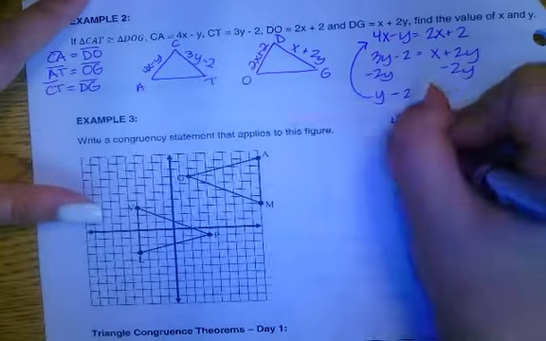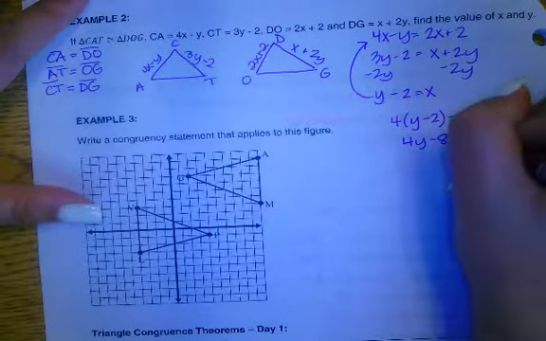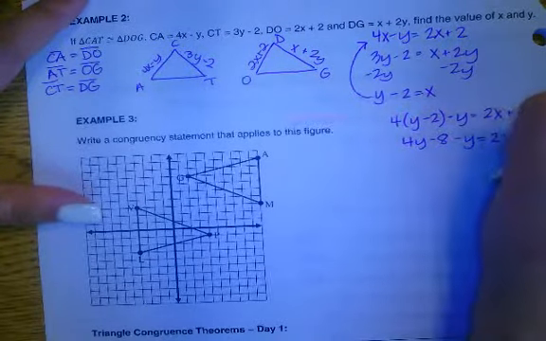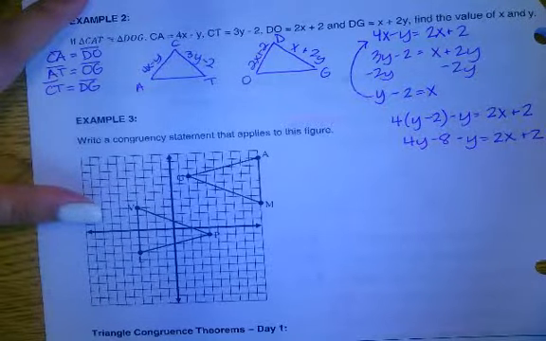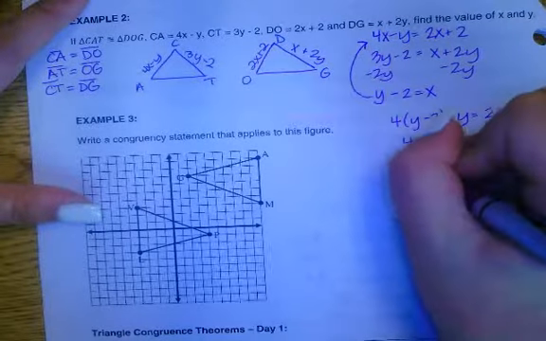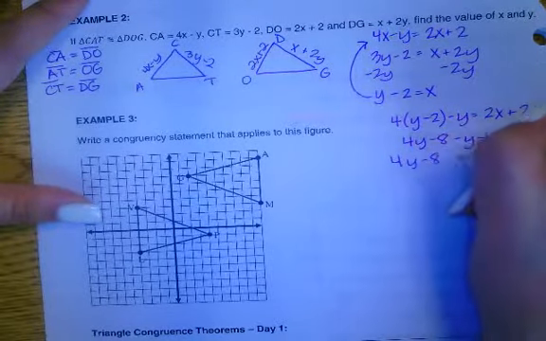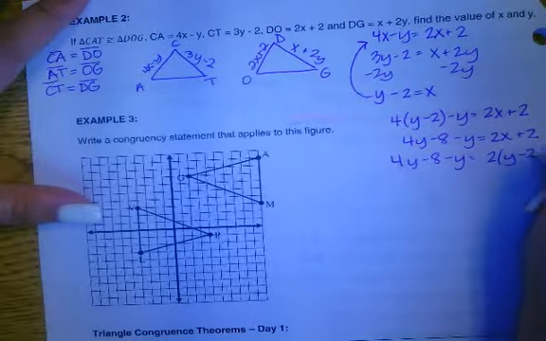I have 4y minus 8 minus y equals 2x plus 2. Okay, I also need to substitute in for x over here. I forgot to do that at the beginning. So 4y minus 8 minus y equals 2 times y minus 2, plus 2.